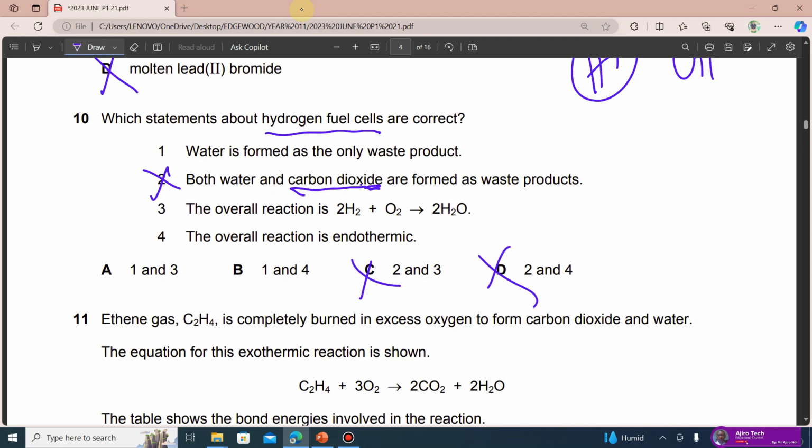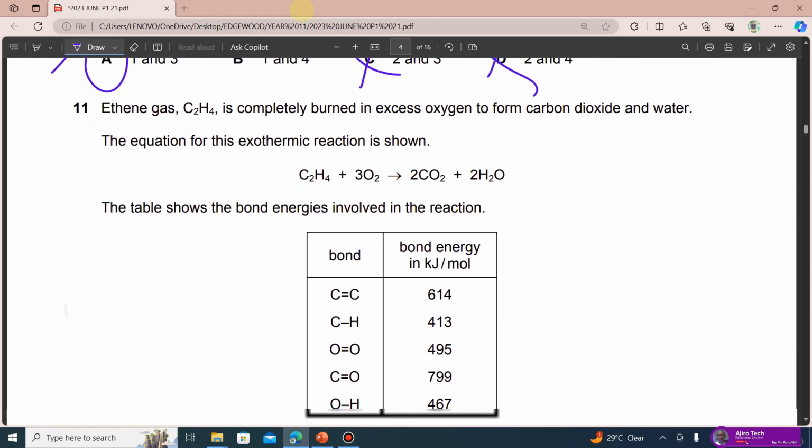Now the next thing is the overall reaction is endothermic, and the other one says the overall reaction is exothermic. For both of them, no, the overall reaction is not endothermic. So we'll have 1 and 3. So that is for question 10. Now let's go to question 11.